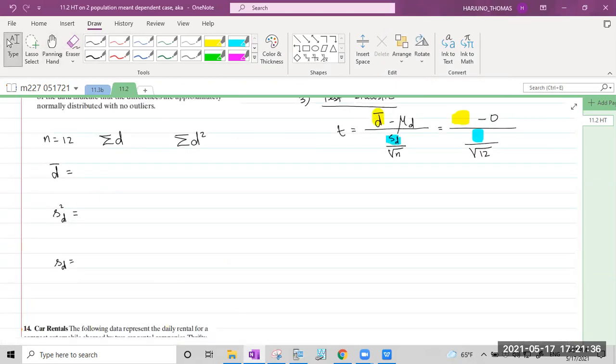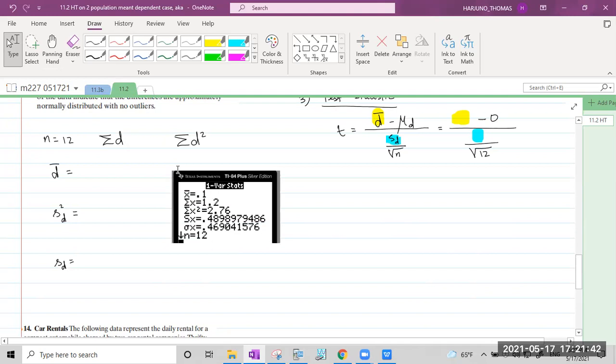So let me put my result from the calculator here. My sum of D is 1.2. My sum of D squared is 2.76. See, nice, they computed for us, right? Now then, D bar, basically 1.2 over 12. You can see clearly this is 0.1 and it matched with this, right?